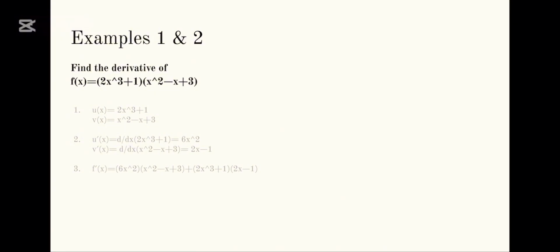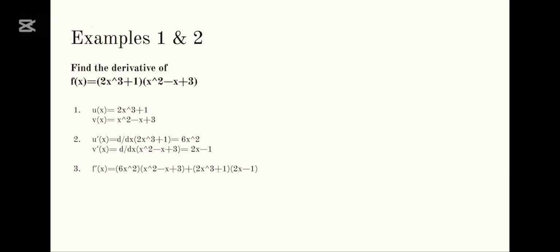Then the second step, we're going to find the derivative of each term. So the derivative of u of x, we're going to multiply 2 by 3, and then subtract 1 from the power of 3, so that's going to be 6x to the power of 2, and the 1 will just become a 0. And then the derivative of v of x, we're going to multiply 1 by 2 and subtract 1 from the power of 2, so that's going to be 2x, and then the negative x will just become a negative 1, so the derivative will be 2x minus 1.